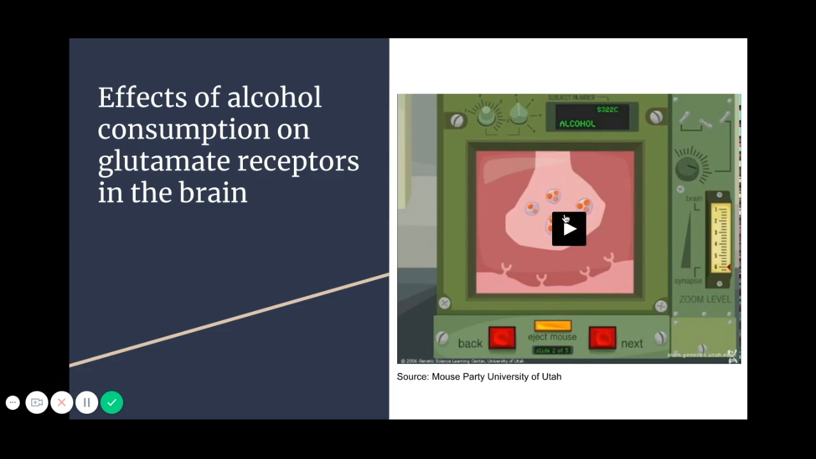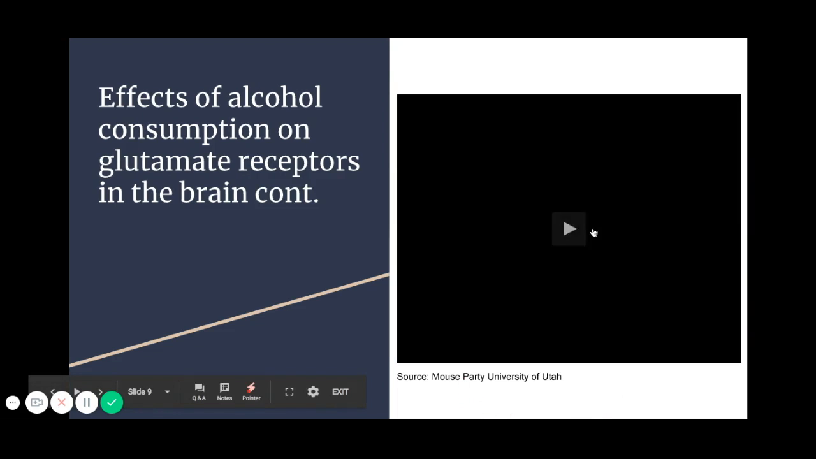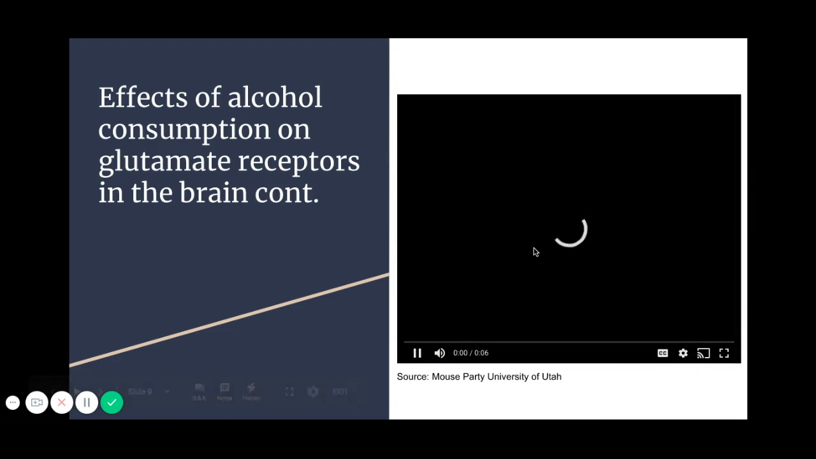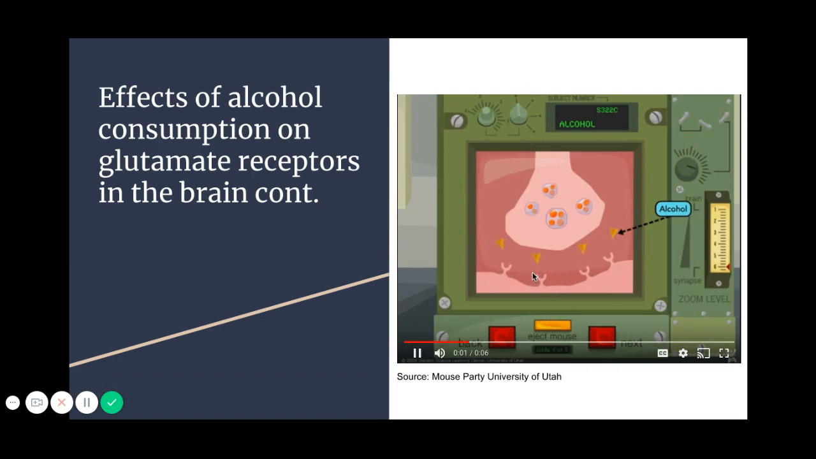We can see this really well in this animation, again by Mouse Party from the University of Utah. See, this is a normal. And normally, the glutamate should be easily able to be absorbed by the receptors right here. Now, in the next video, we're able to see how the alcohol takes up the spot. See, these alcohol molecules end up taking the spots on the receptors, preventing the actual glutamate from being absorbed.